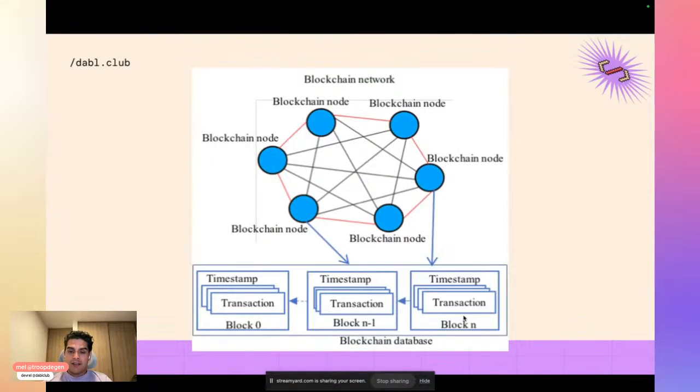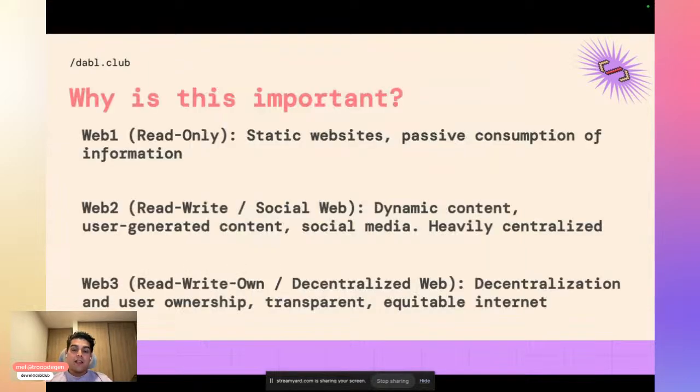So it gives us a way to prove that the data stored in each block follows the previous state in a proper manner. And since it's distributed, all of the nodes have to agree, have to reach a consensus on what the next state is going to be. We'll see in a bit what this means. So why is this important? Why are we all here?